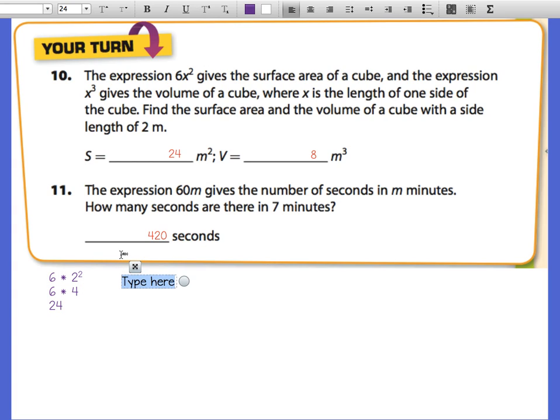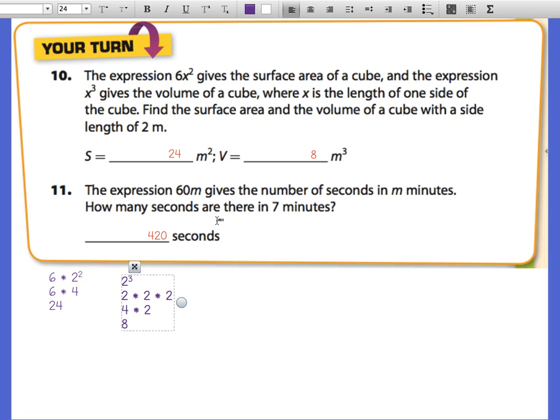And then here, it's x cubed, so 2 cubed. Remember, cubed means 2 times 2 times 2. 2 times 2 is 4, times 2 is 8. The big mistake is kids do 2 times 3. That's not the case. Or sometimes they do 2 times 2 is 4, times 2 is 6.